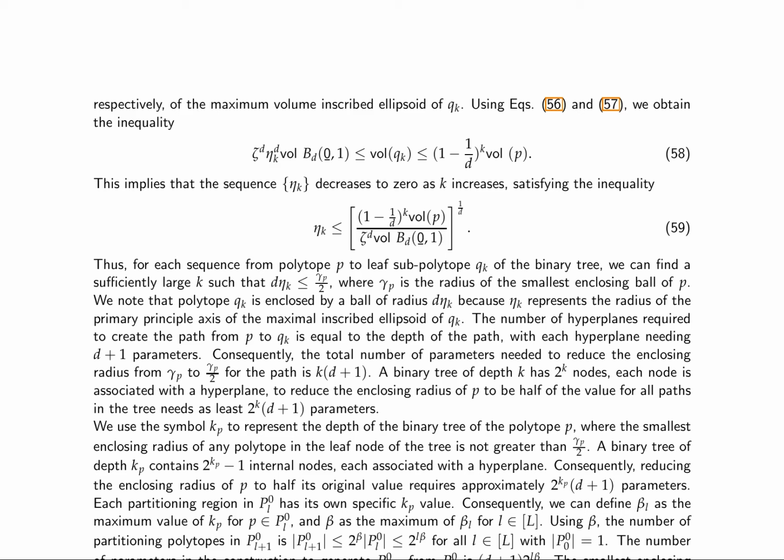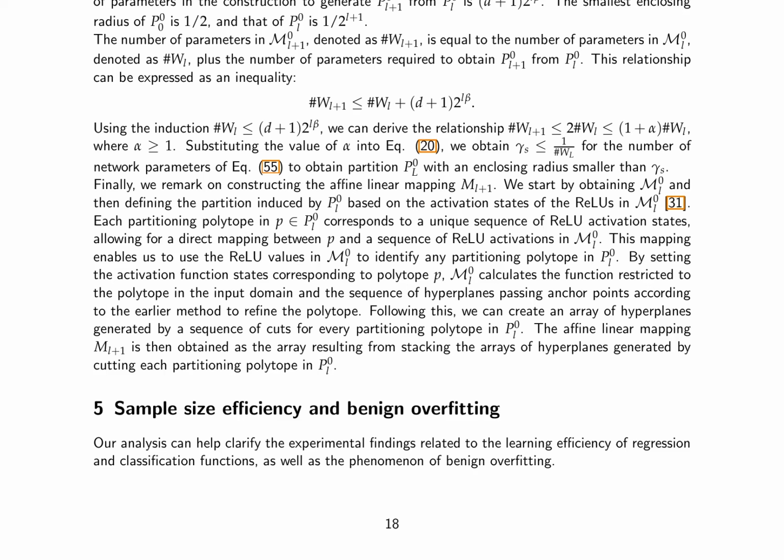The authors then discuss the construction of a binary tree of depth k, where each node is associated with a hyperplane, and the total number of parameters needed to reduce the enclosing radius of P to half its original value is approximately 2^k (d + 1). The number of parameters in the construction of P_0^{L+1} from P_0^L is (d + 1) 2^L β, where β is the maximum value of K_P for P an element of P_0^L.